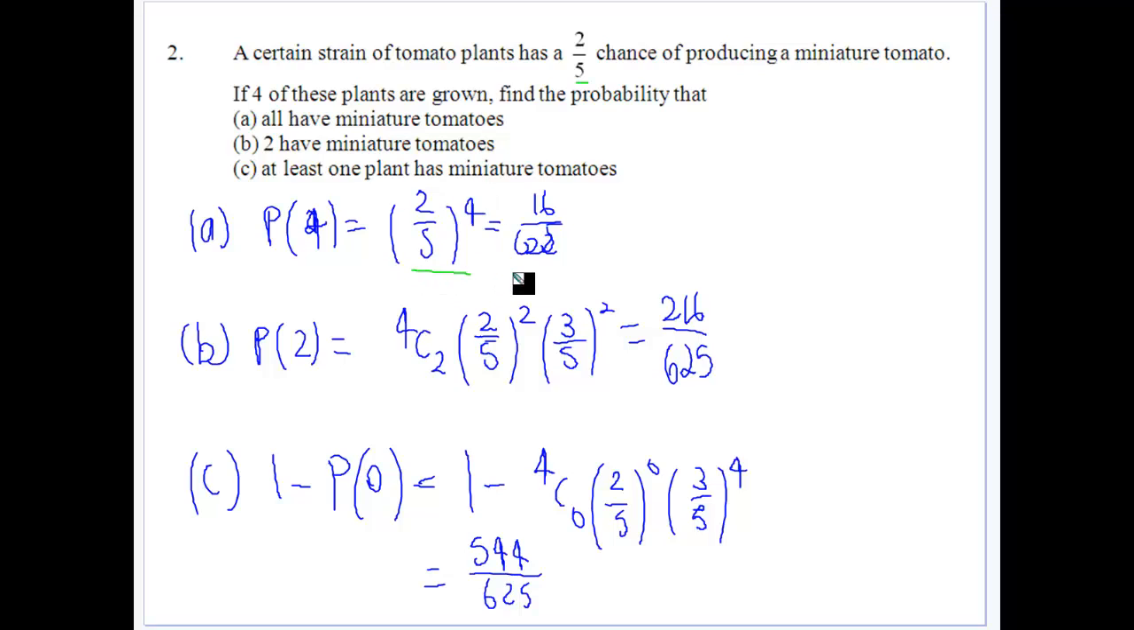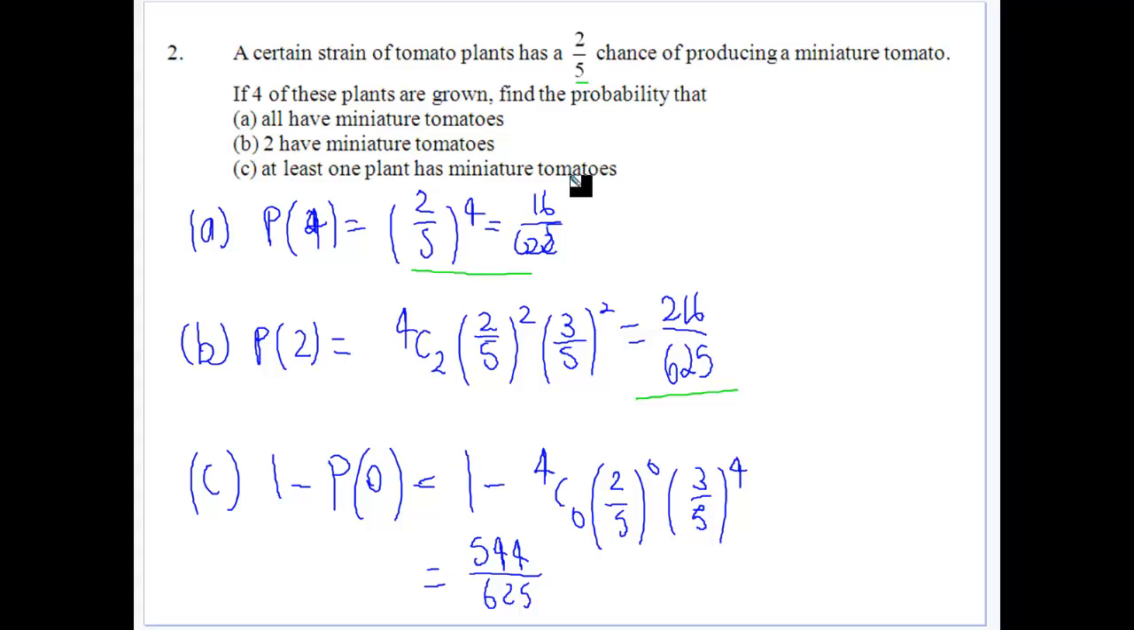So really we're looking at that as a 2-unit probability question there. This time though, 2 have miniature tomatoes. So we can get that 4C2 ways, and 2 would have miniature tomatoes, which have a 2/5 chance, and 2 won't have miniature tomatoes, which have a 3/5 chance. Do that calculation on the calculator, gives us 216 on 625.